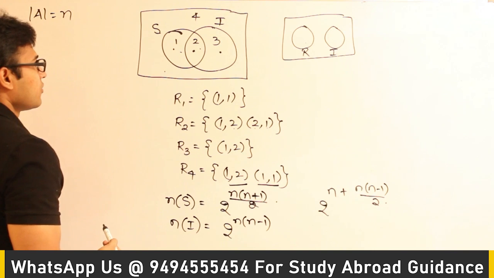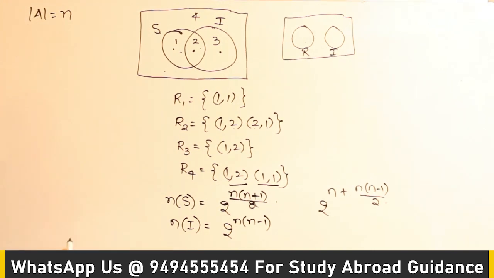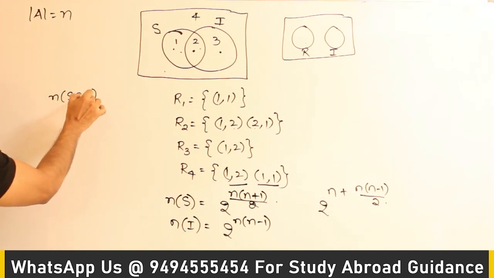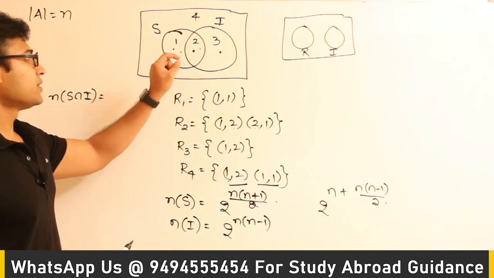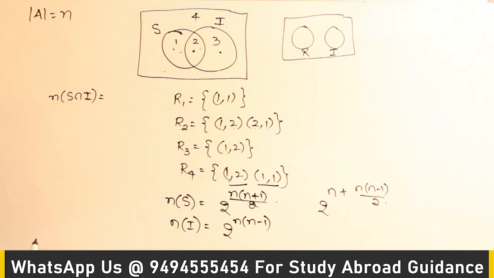Now I want to find out n of S intersection I. So what is it? Number of relations which are both symmetric as well as irreflexive. I want to find out the intersection. Number of relations which are both symmetric as well as irreflexive. Now how can we find them?